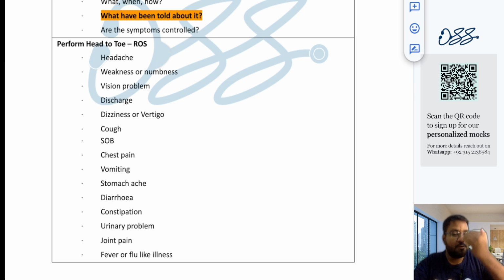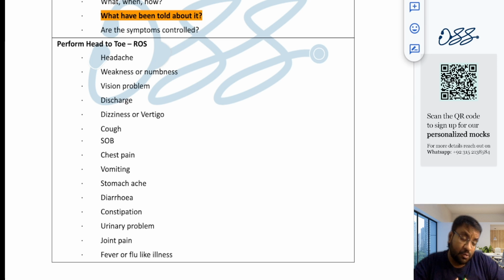Then move a bit below. The mouth is over here. Talk about any cough that might be coming. The nose is here, so think about the respiratory and the pulmonary system. Any shortness of breath. Then you move a bit below. The chest is there, the heart is there. You're going to ask about any chest pain. Then you go further below to the stomach. Stomach can have various problems like any vomiting, any stomach ache, any diarrhea, any constipation.